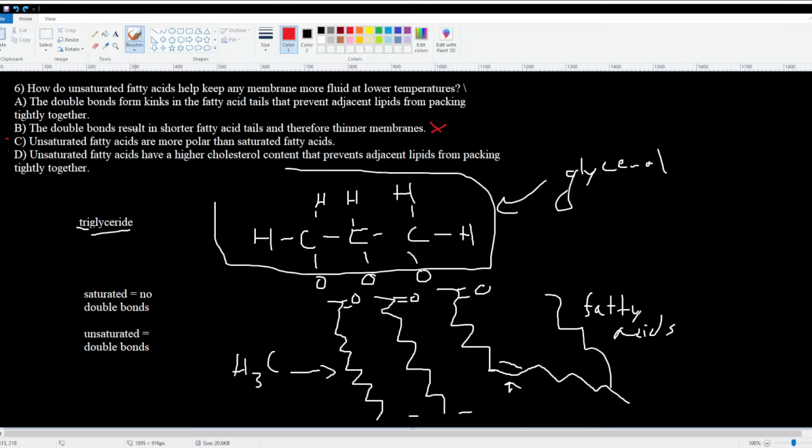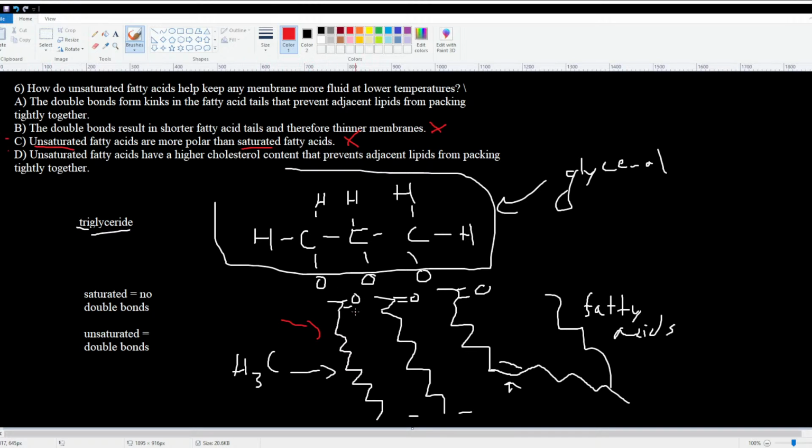So double bonds result in shorter fatty acid tails and therefore thinner membranes. Don't even worry about that. These don't have anything to do with each other. So how about "unsaturated fatty acids are more polar than saturated fatty acids"? Well, that's obviously not true because both saturated and unsaturated fatty acids are nonpolar, right? They're barely polar. We don't even worry about that when we're talking about saturated versus unsaturated.